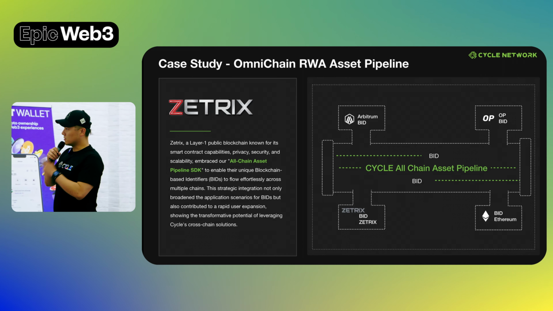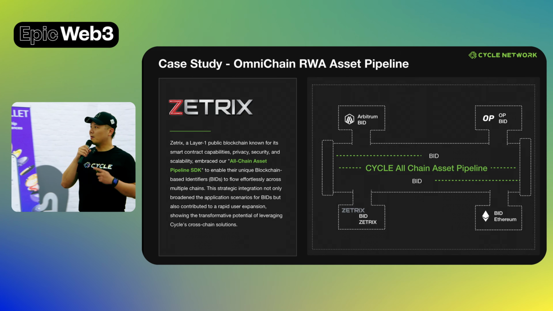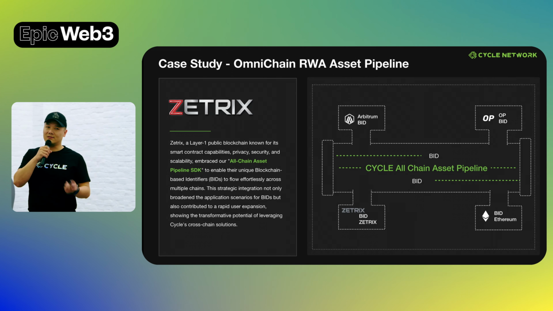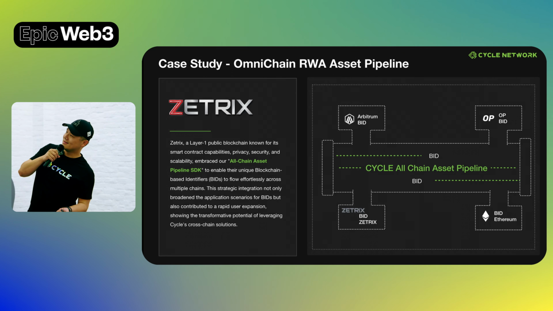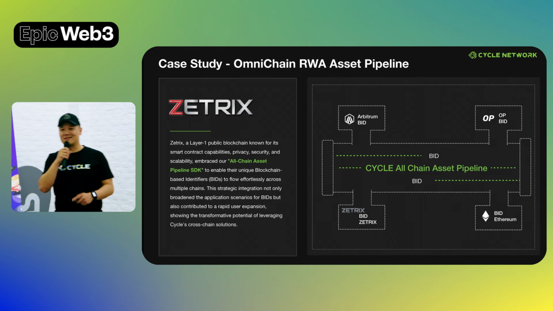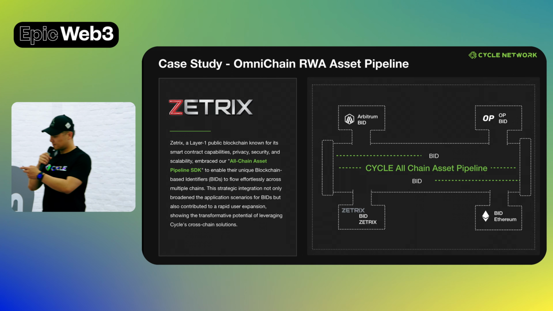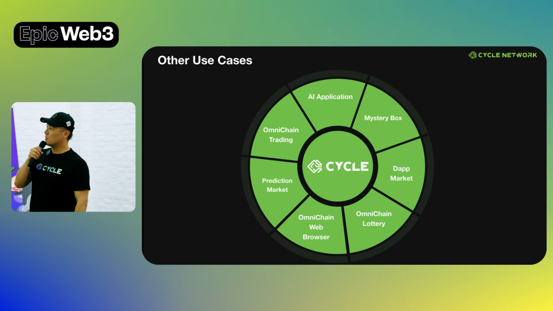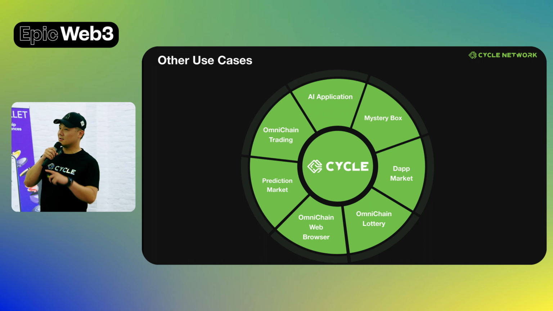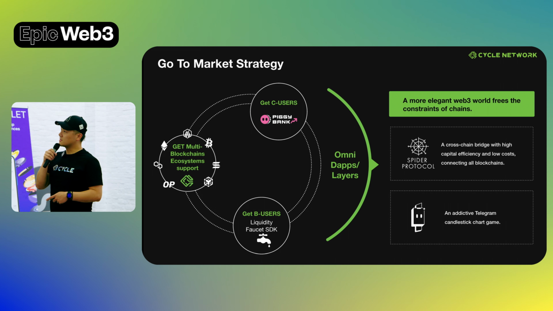Yeah. Also, together with them, we build up the all-chain asset pipeline to help them build up the BID. Actually, it's a really simple name. It's a blockchain ID, like a black ID, to help them onboard more Web2 users. Of course we've got more cases, including ways to combine with AI and maybe mystery boxes so far.